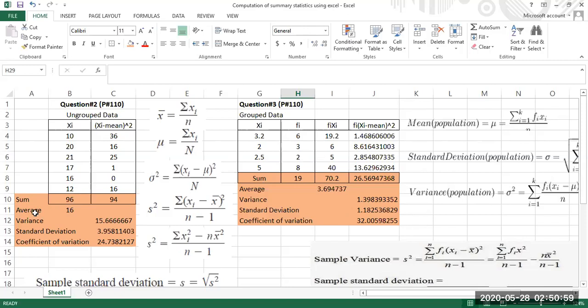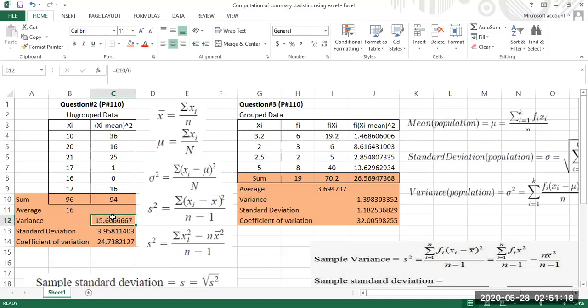So how to compute the average first, or the mean? Mean and average are the same things. You have to sum up the numbers. This is the rule: sum of the numbers, divided by the number of observations. You can take a look. I have summed it up and divided by 6, so I get my average.